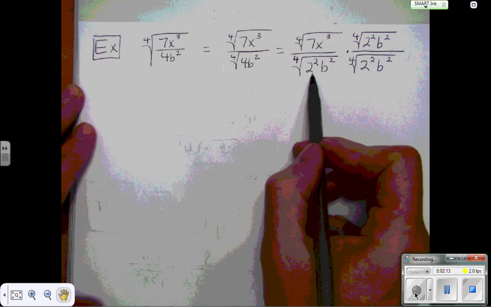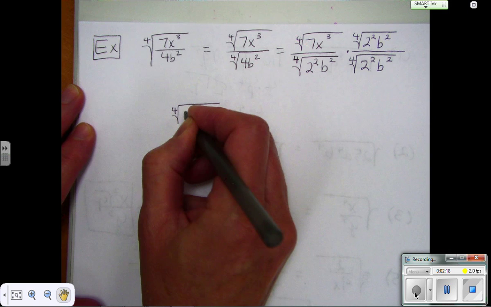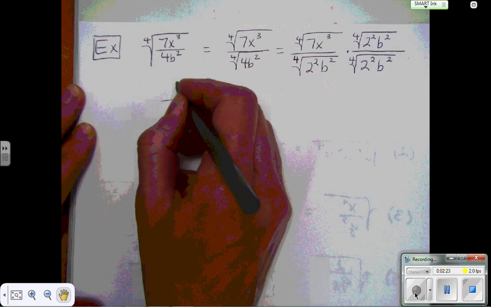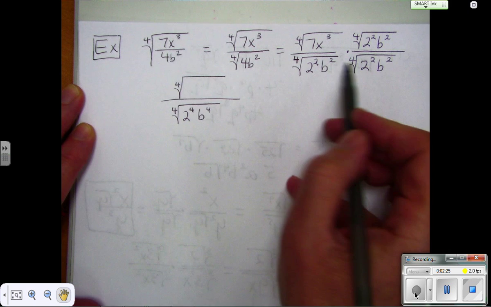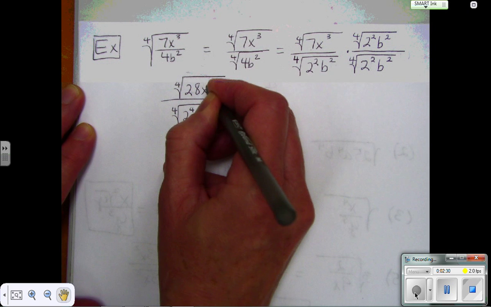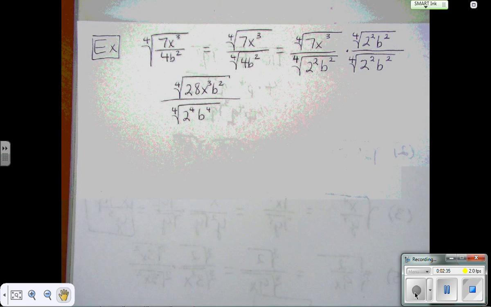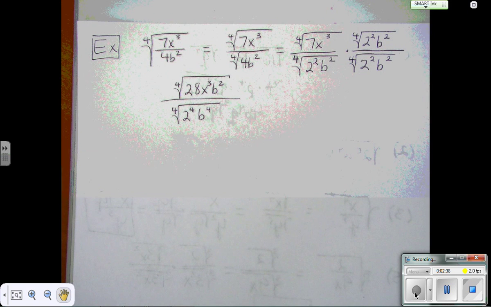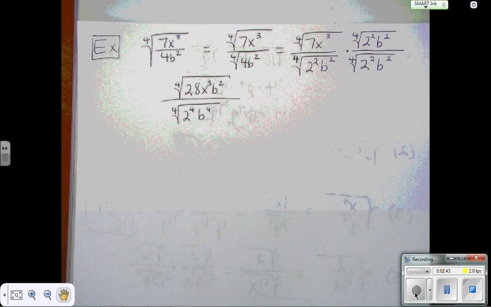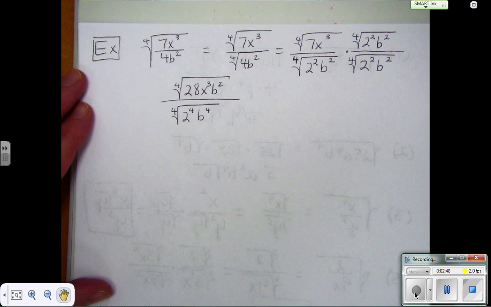So when I multiply my roots together, I'll just write it all together so you can see I'm going to have 4 factors of 2 and 4 factors of b. And my numerator is going to be 7 times 4, which is 28, x to the third, b squared. I don't have anything in the numerator that I can take out of the radical. I don't have enough factors. I only have 2 factors of 2, 1 factor of 7, 3 factors of x, 2 factors of b, but I can simplify the denominator.